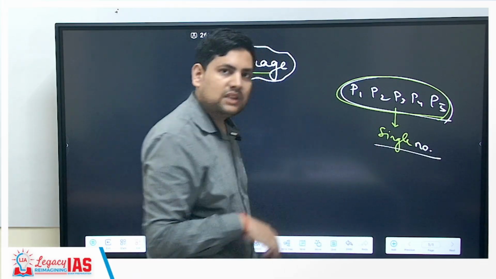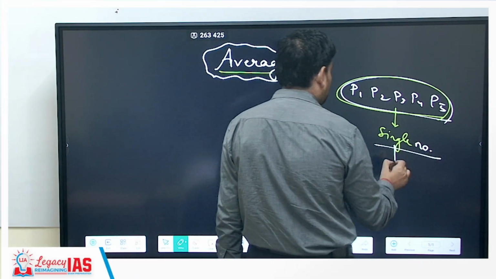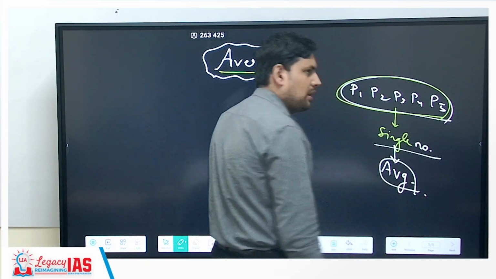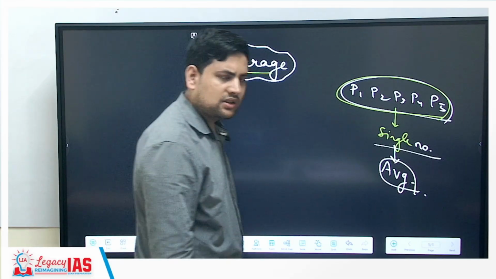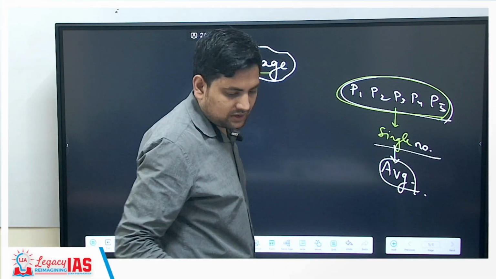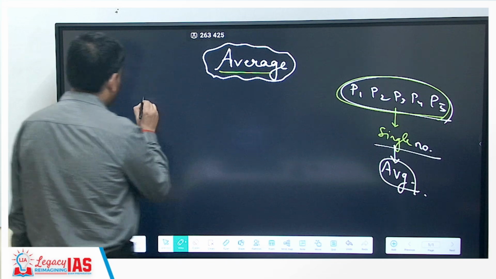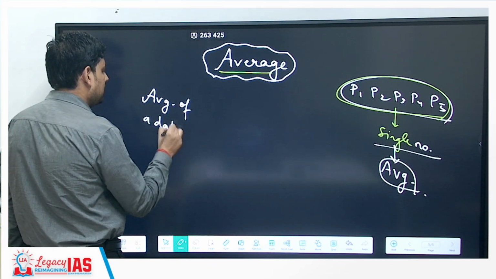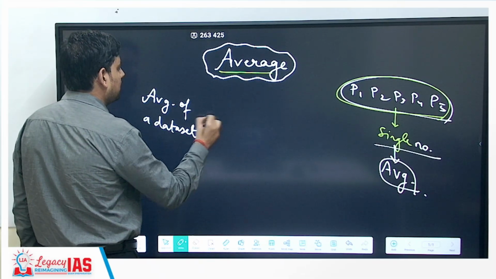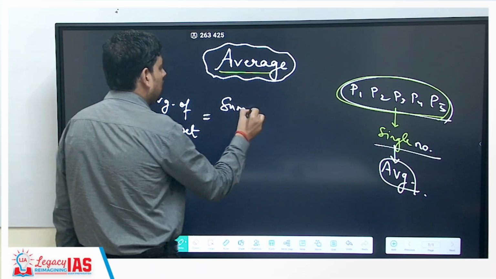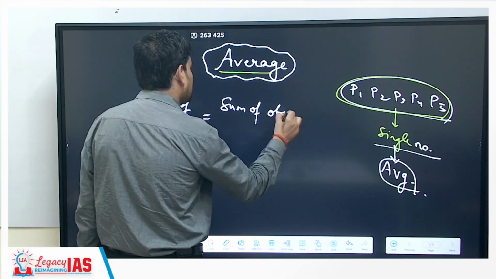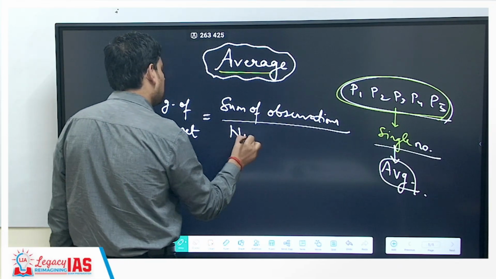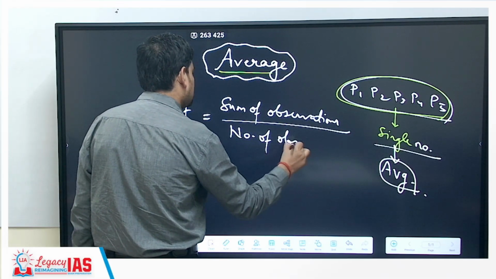When I have to do something like this, you get to something called average. Basic definitions most people know. Average of a data set is equal to sum of observations upon number of observations.